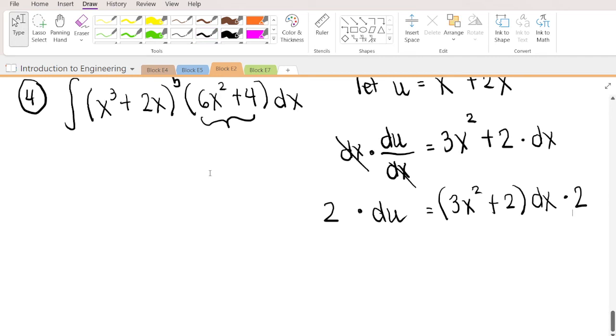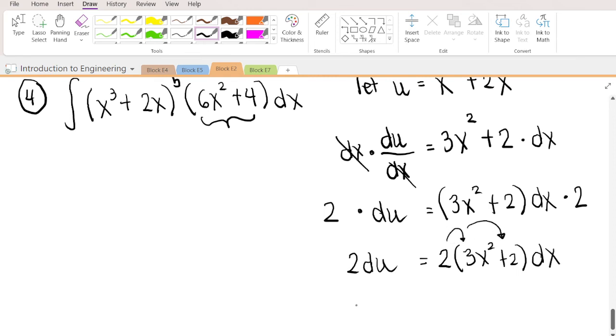So of course, what I do on the left, I do on the right. If I multiply both sides by 2, this is what will happen. 2 du is equal to 2 times 3x squared plus 2 dx. And then I can distribute the 2 on the two terms. So this becomes 2 du is equal to 6x squared plus 4, and then dx.